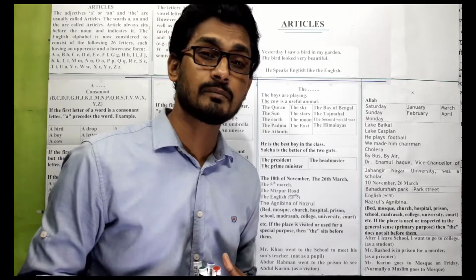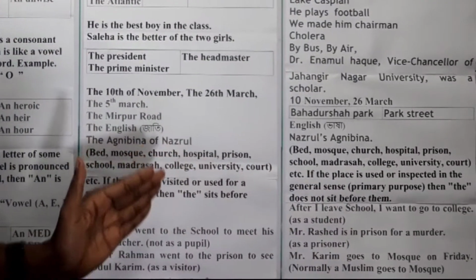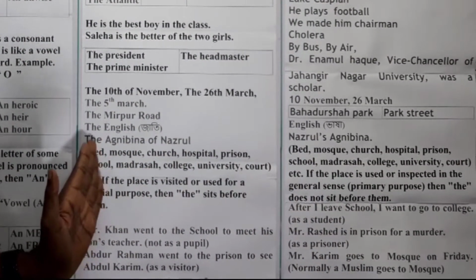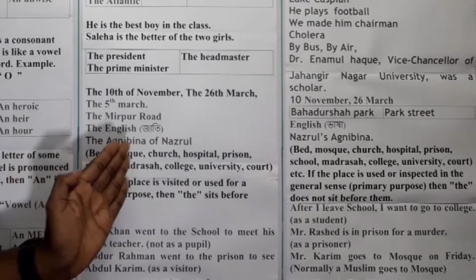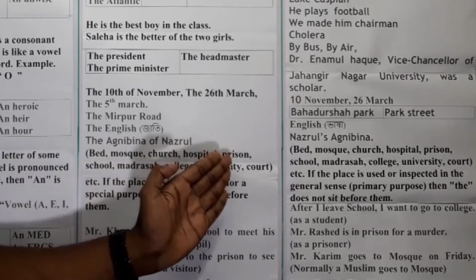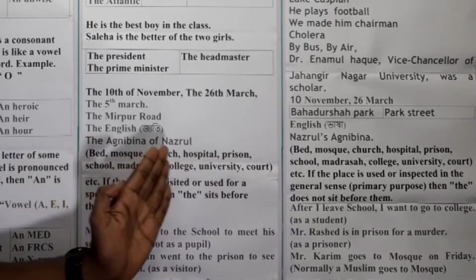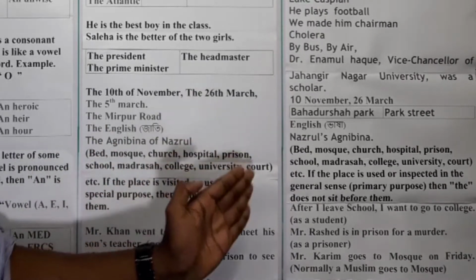If the author's name of a famous book precedes the book, the does not sit, but if the author's name is not before, the sits. Example: the Agnibina of Nazrul. Bed, mosque, church, hospital, prison, school, madrasa, college, university, court.